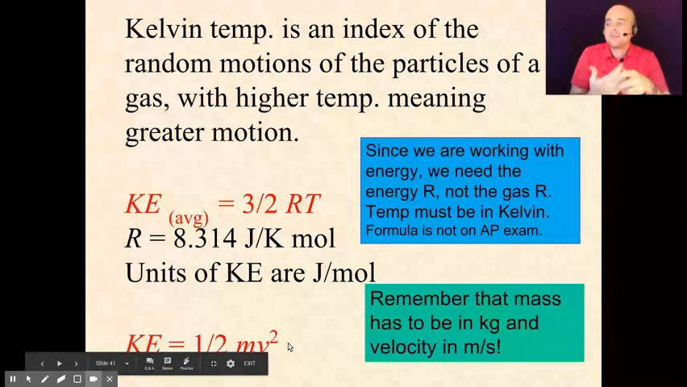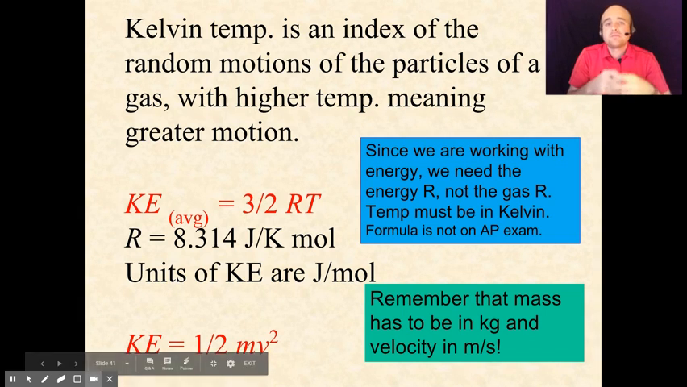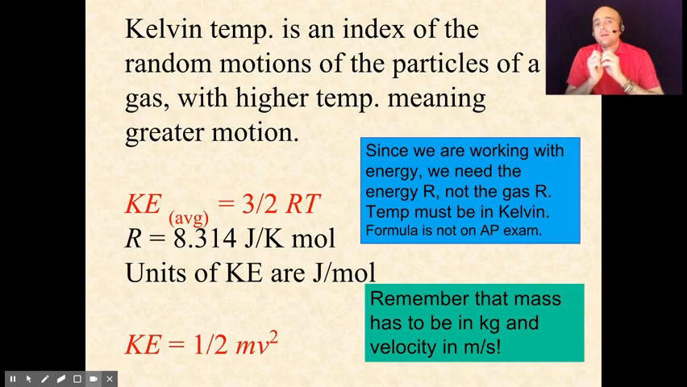The kinetic energy is 1/2 the mass times the velocity squared. So the larger the mass, the greater the kinetic energy, and also the greater the velocity, the larger the kinetic energy.